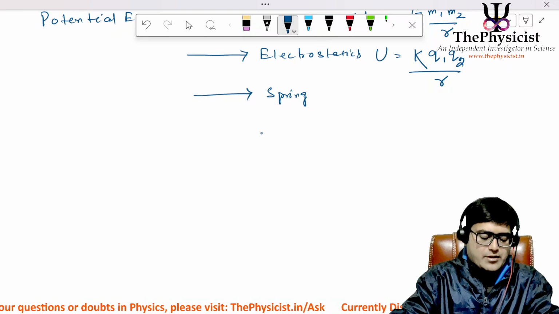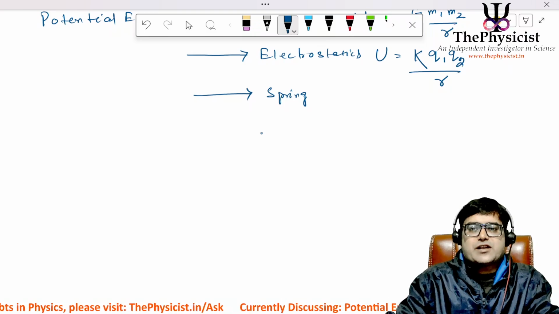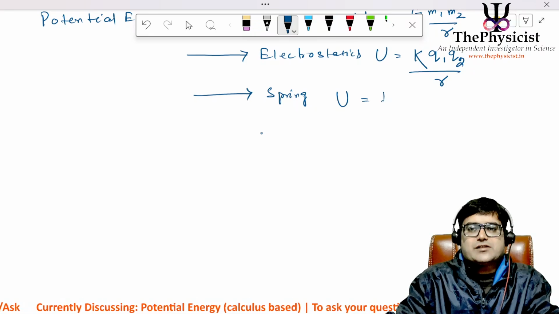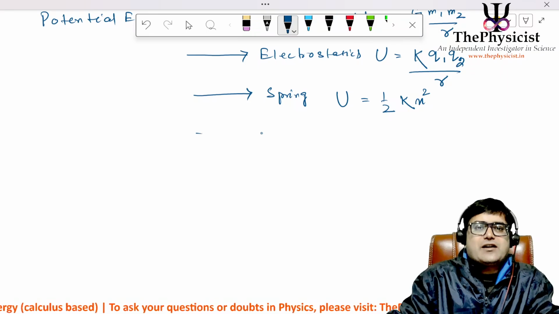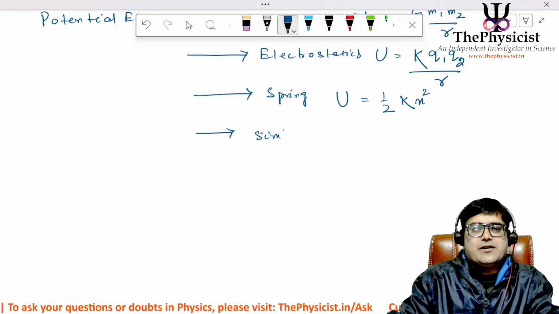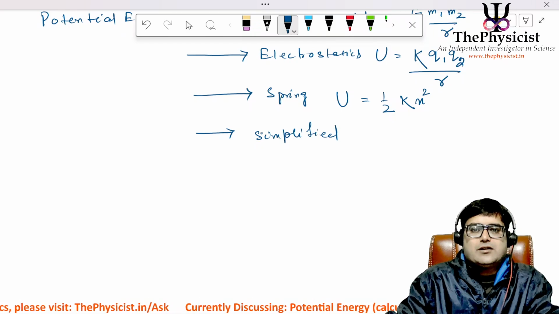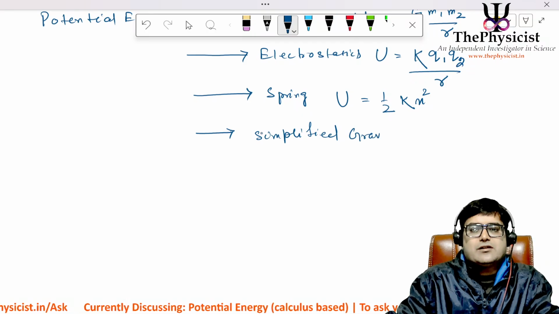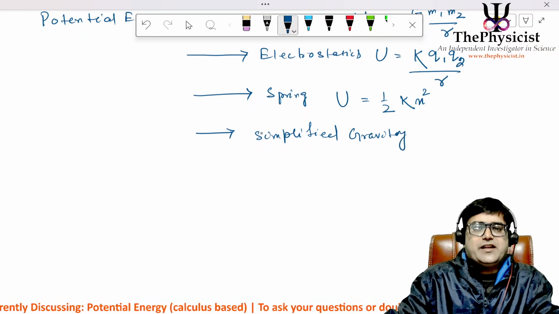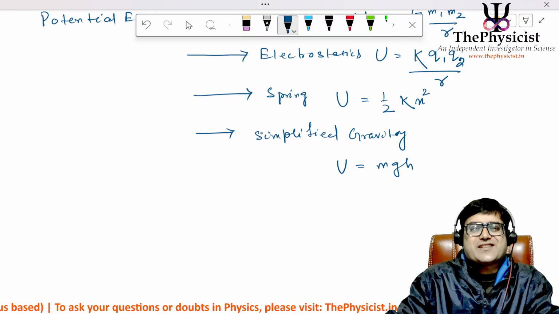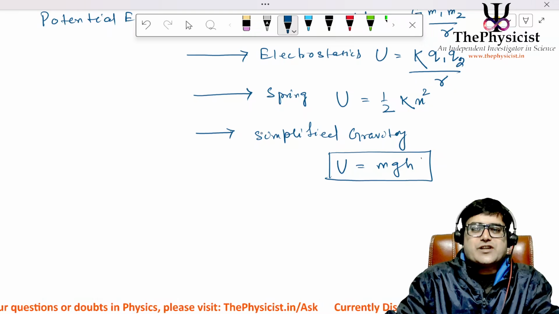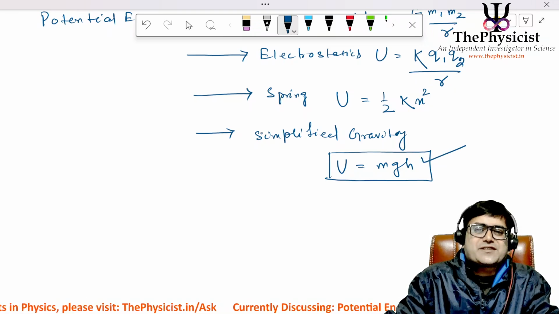If I go on to talk about spring potential energy, then the spring potential energy is U equals half k x squared, where k is the spring constant. Again, if I talk about simplified gravity, then the potential energy is U equals mgh, which is the formula that you've been using ever since you entered high school physics, right?